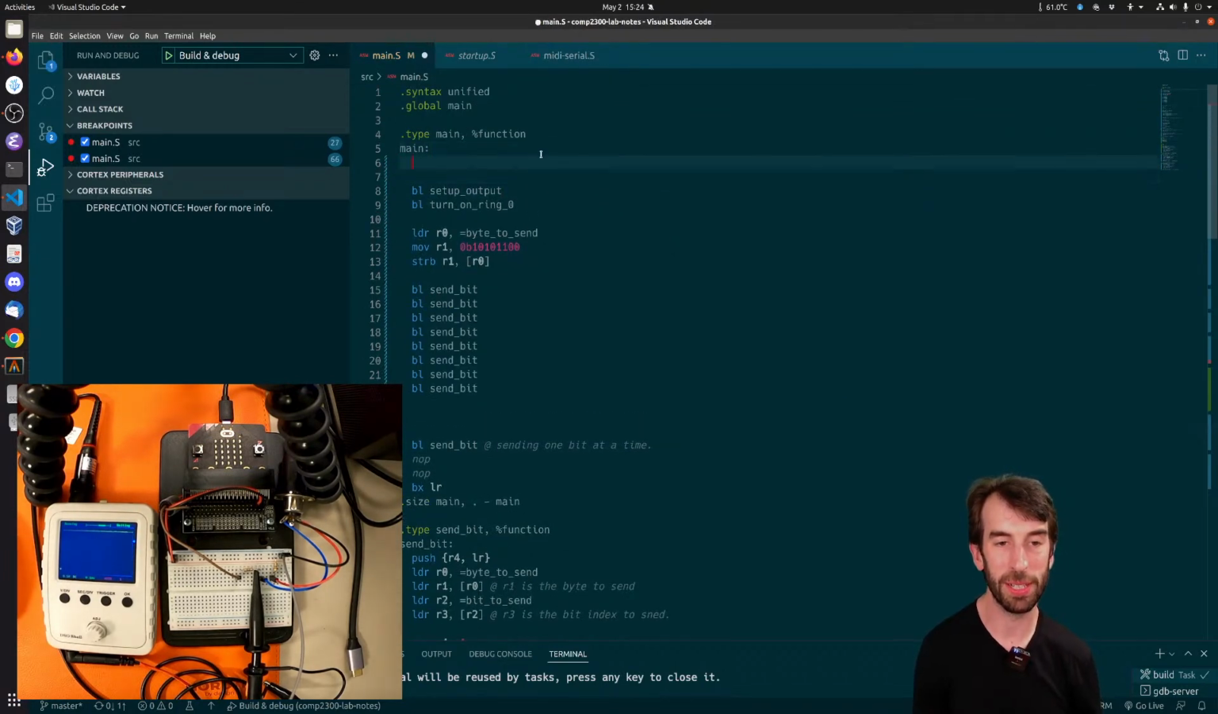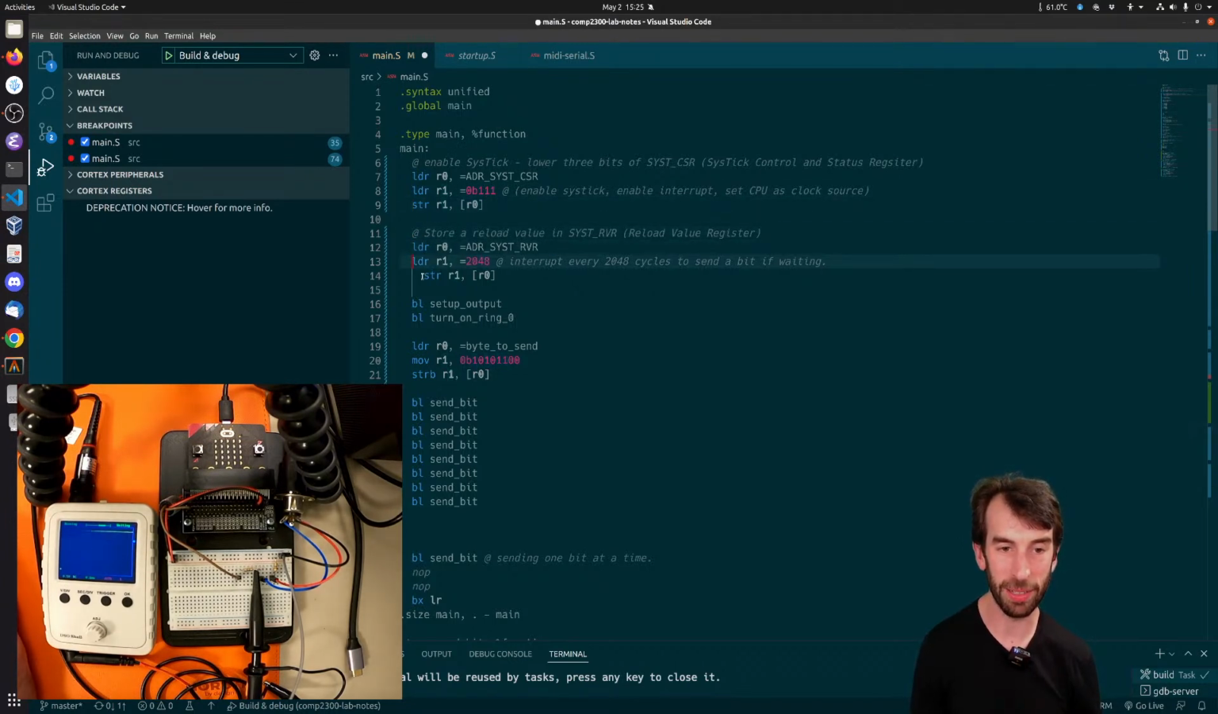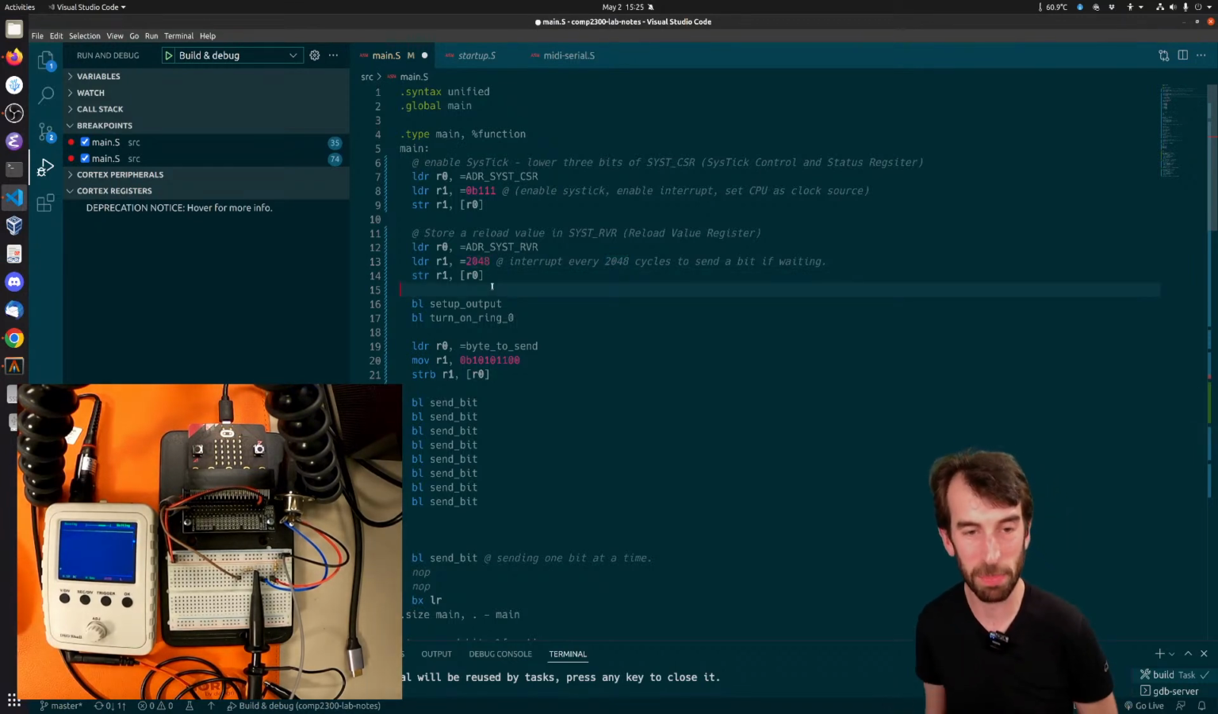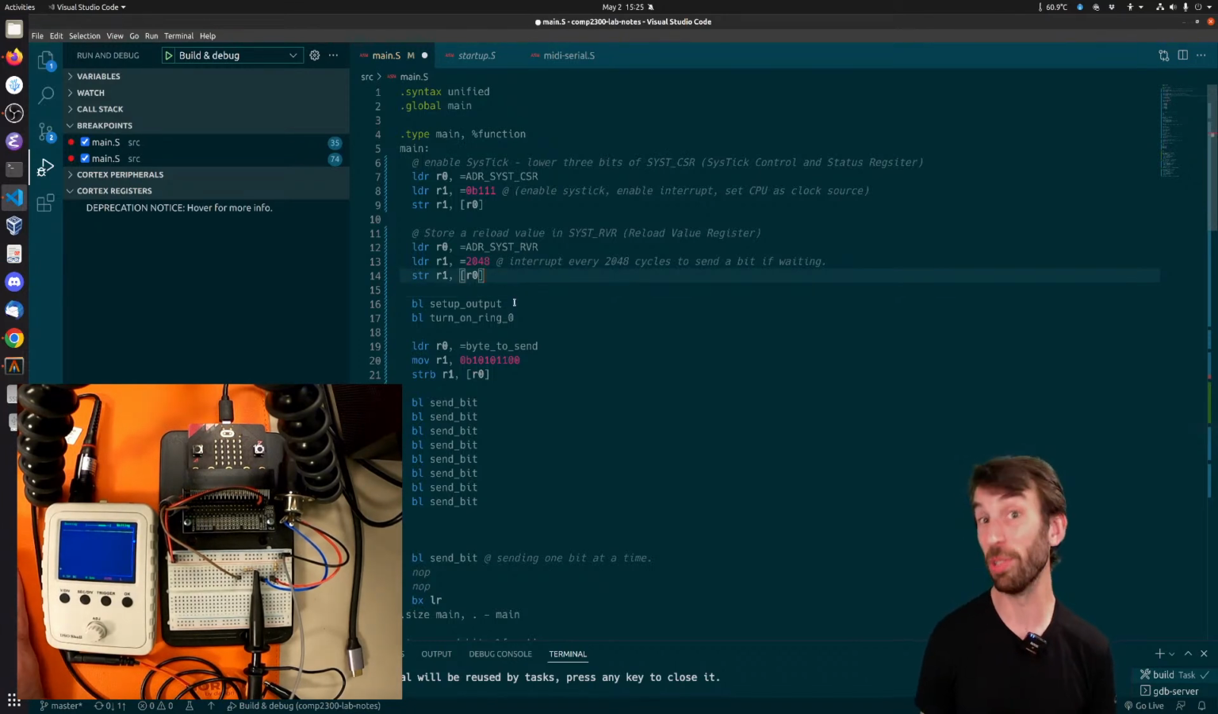Put our timing code at the start. So this is just stuff from your lab last week. You enable systick, and we've enabled the systick interrupt. And we're going to store a reload value, just make it a nice round number of 2048, which I've just picked randomly for no reason, I'm sure. We'll see if that's a true statement or not at the end.